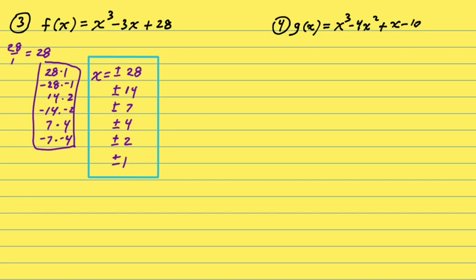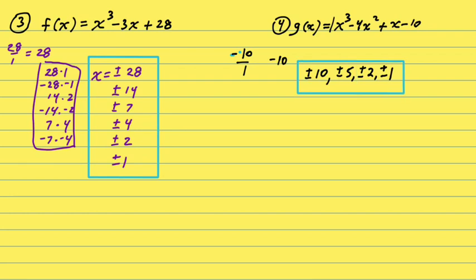For number 4, I divide my last term, which is negative 10, divided by the leading coefficient, which is 1. Can you list all the factors of negative 10? Positive negative 10, positive negative 5, positive negative 2, positive and negative 1. If you can think of other numbers that multiply to give me 10, please let me know. Or negative 10 in this case.